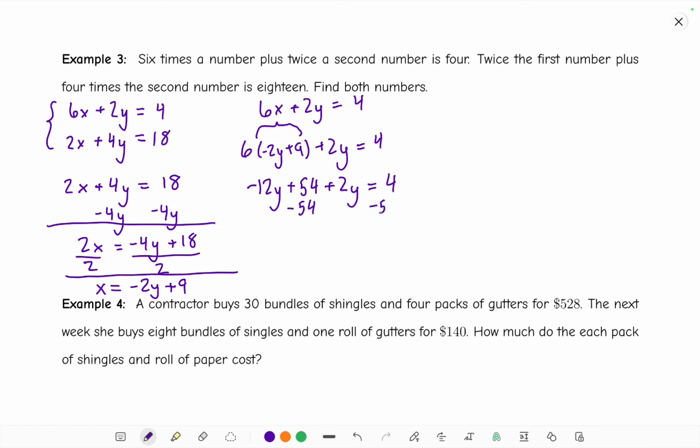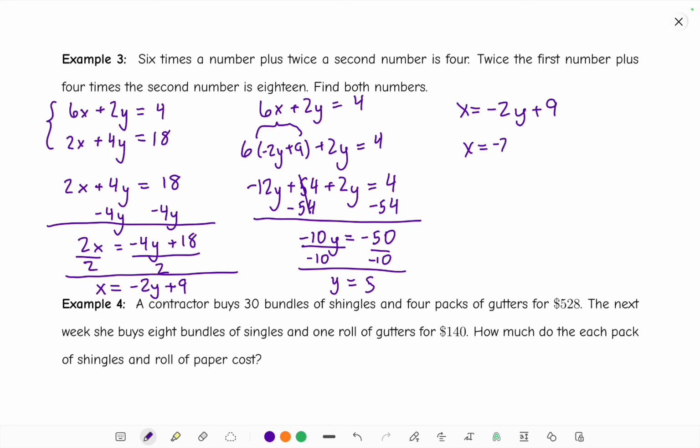Subtract the 54 from both sides. So the 54's cancel out. Negative 12y plus 2y is negative 10y. 4 minus 54 is negative 50. Divide by negative 10, divide by negative 10, y equals 5. Now that I have y, I plug it into the x equation I found earlier to figure out x. So x equals negative 2y plus 9. So x equals negative 2 times 5 plus 9. x equals negative 10 plus 9. x equals negative 1. So our answer is negative 1, 5. Or the first number is negative 1, and the second number is 5.